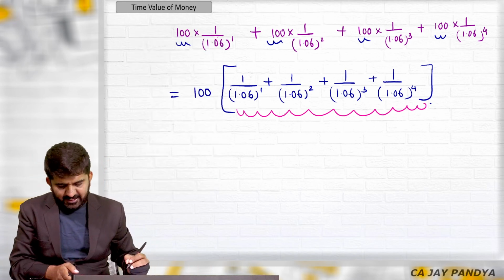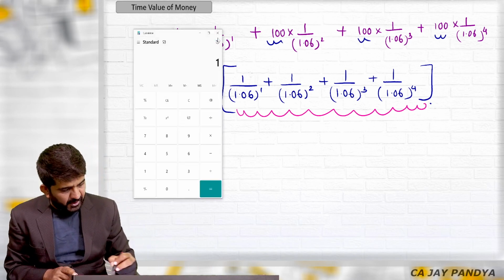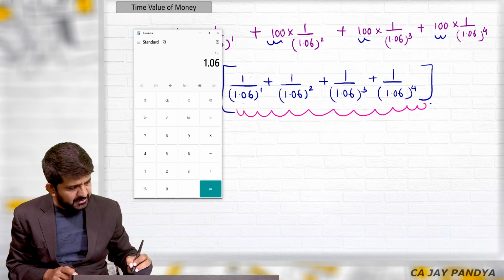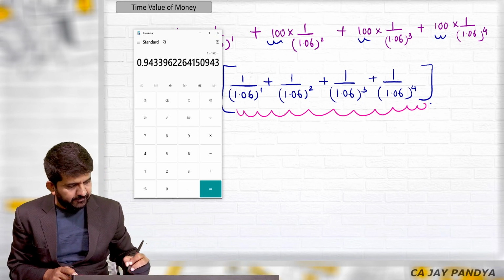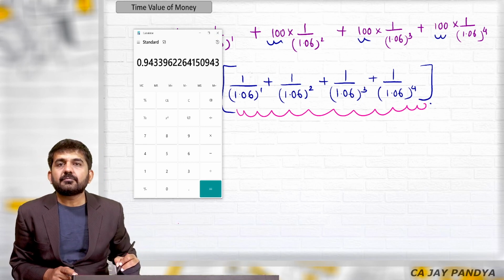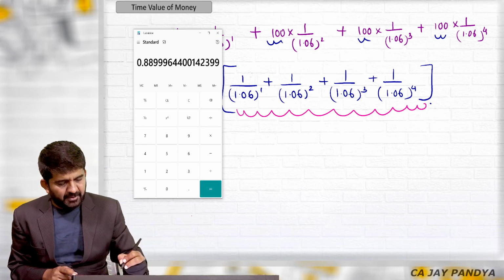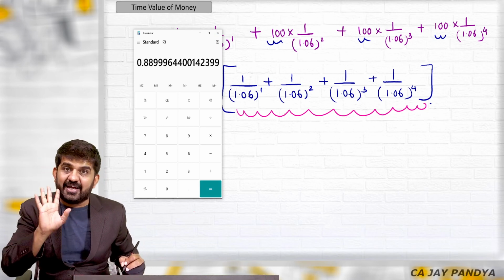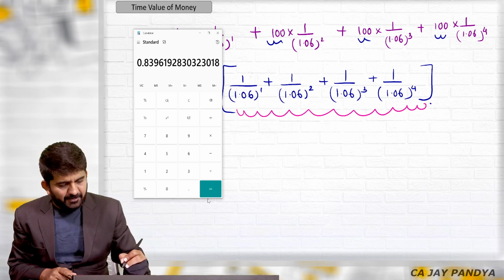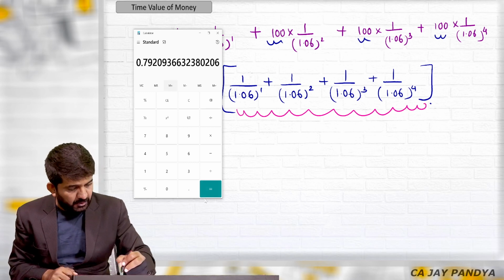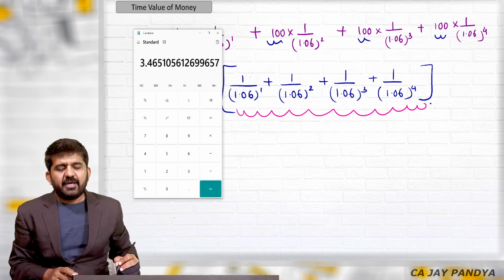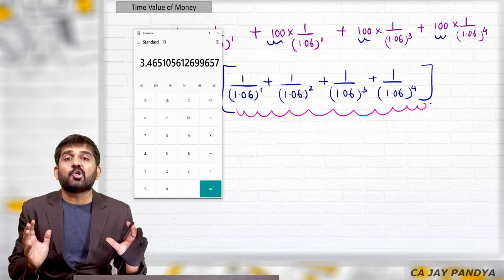I'm doing it once again. Please concentrate. 1 divided by 1.06. This is my first number's answer. M plus, is equal to, M plus. Second number is already added. Is equal to, M plus. Third number is added. Is equal to, M plus. Fourth number is added. MRC is nothing but the total of this bracket.